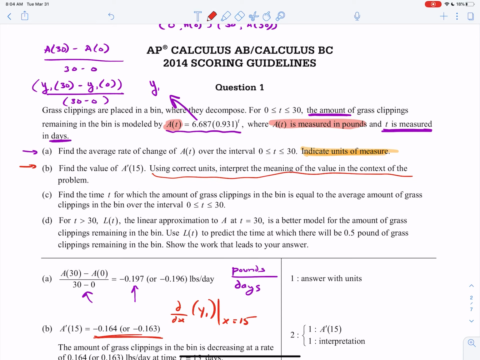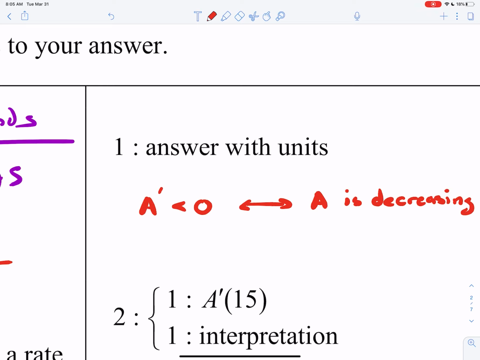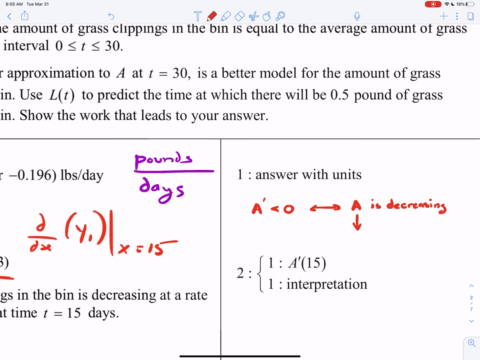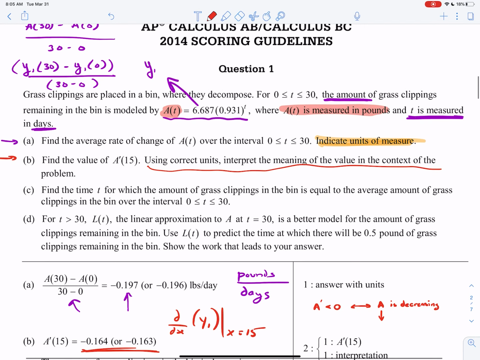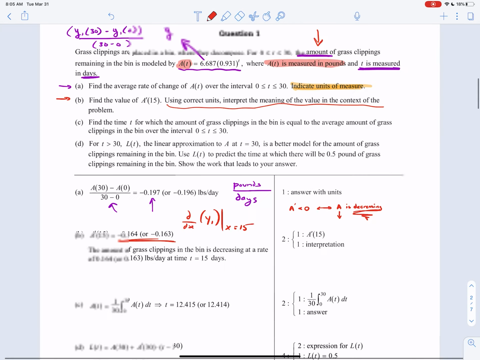Okay, so take a look. Your derivative, I'll write it over here, came out negative. So the implication is A is decreasing. The only question here is what is A? Remember, if you go back, A represents the amount of grass clippings. And what do we know about the amount of grass clippings? It is decreasing.